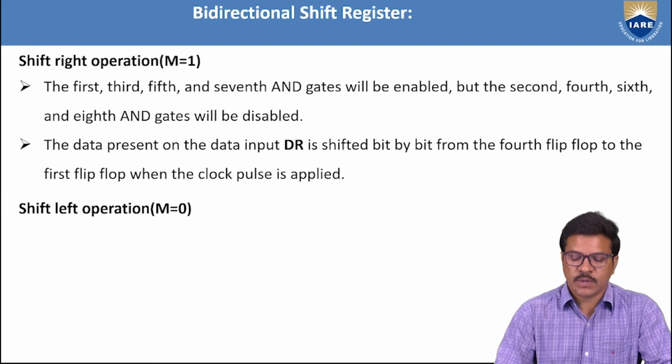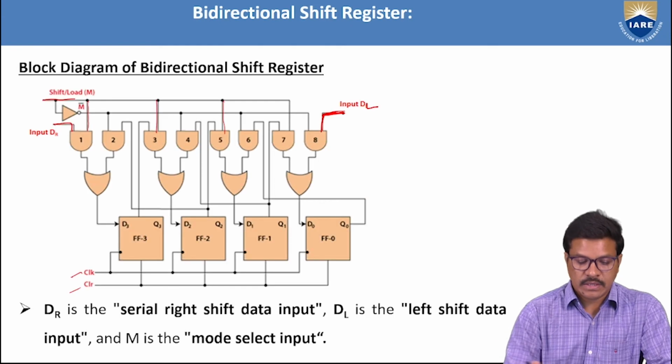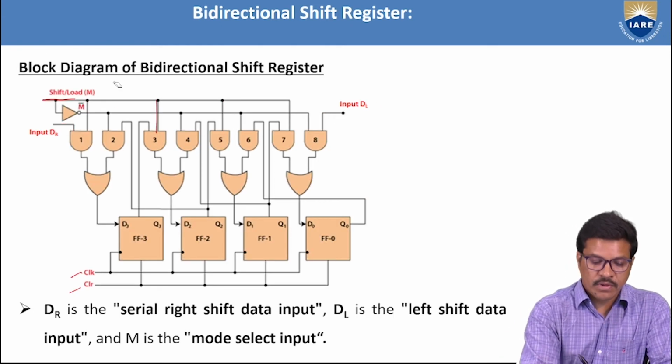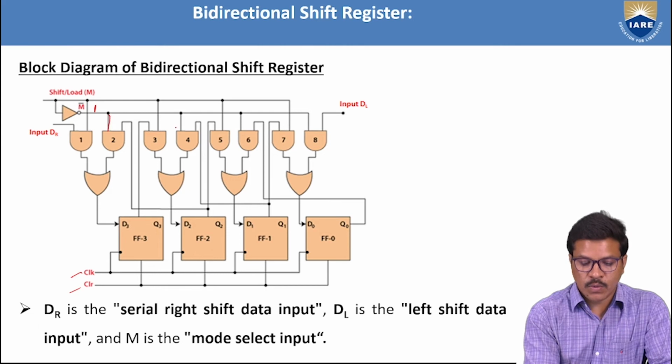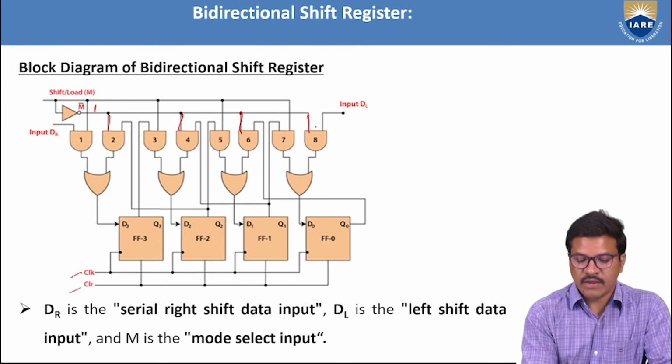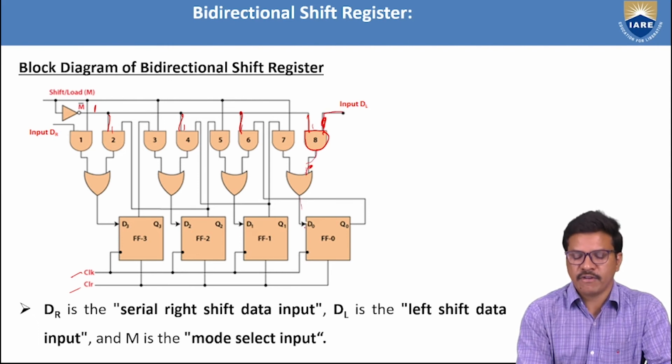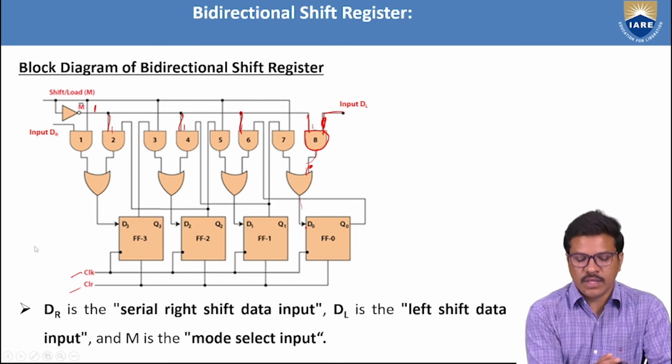Shift left operation, M is equal to 0. When M is equal to 0, M bar is equal to 1. When M bar is equal to 1, all the even number gates, 2, 4, 6, are logic 1. It means whatever data is available at the second input of those gates comes to the output and is then available at the D flip-flop. Whenever the clock is applied, the data is shifted to the left.